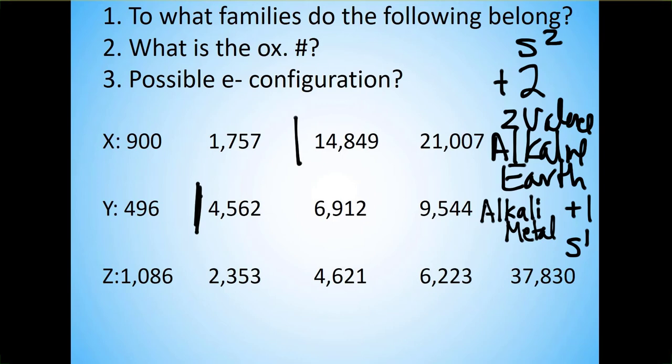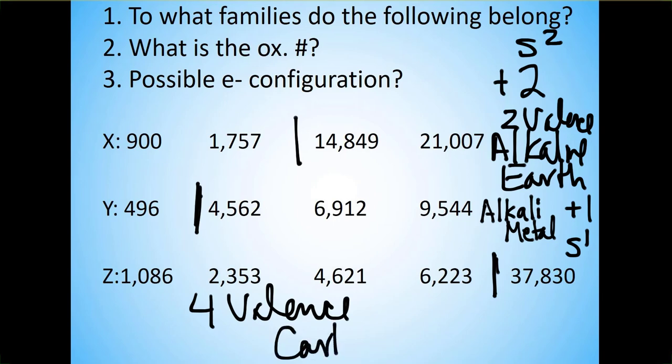Let's look at that last one, looking for that big jump. It would be right here. So that is 1, 2, 3, 4 valence electrons. So this would be the carbon family. The carbon family ends in p2 and has an oxidation number of +4.